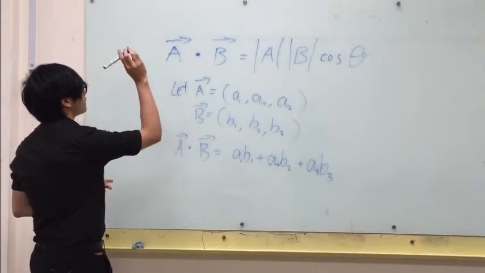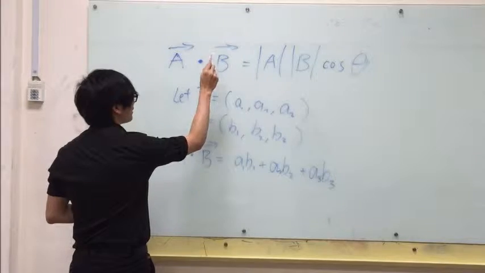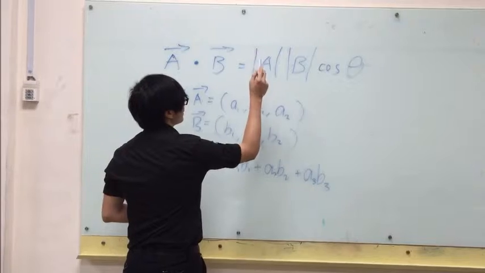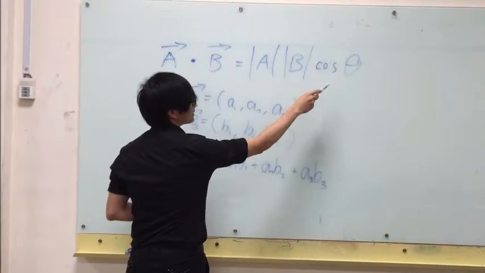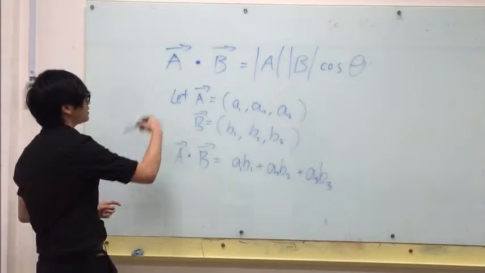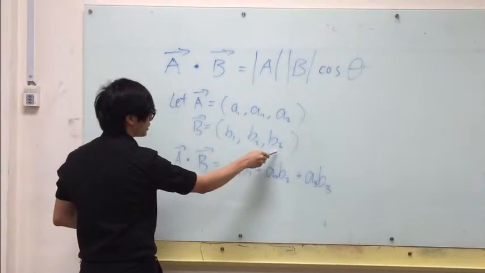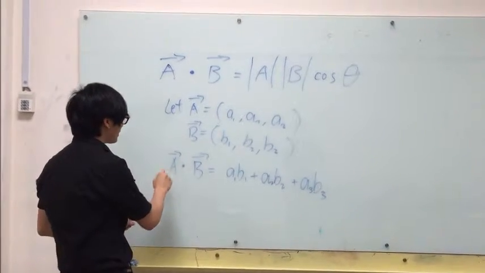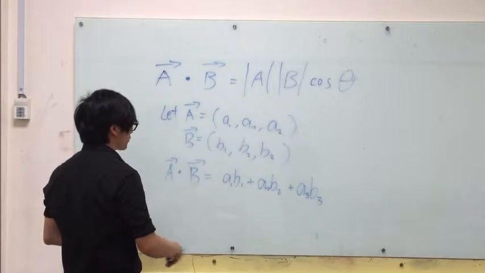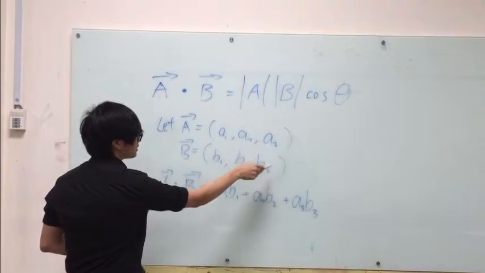So, if a vector A multiplies a vector B using dot product, we will get the magnitude of vector A times the magnitude of vector B times cos theta, where theta is the angle between the two vectors. Let vector A be A1, A2 and A3, and vector B be B1, B2 and B3. We will get the formula: vector A dot product vector B equals A1 times B1 plus A2 times B2 plus A3 times B3.